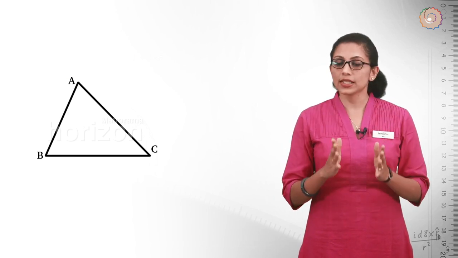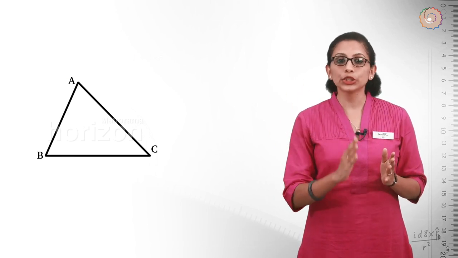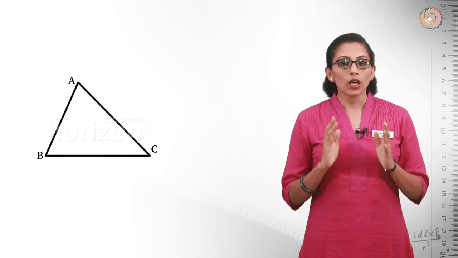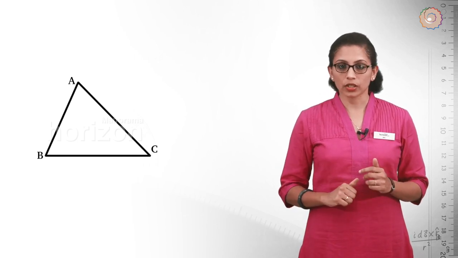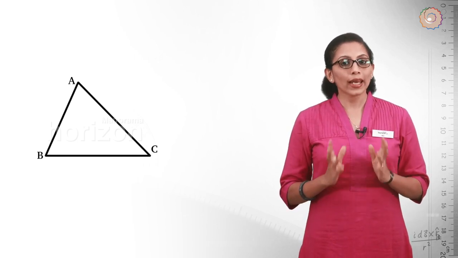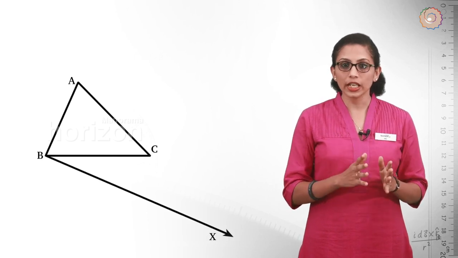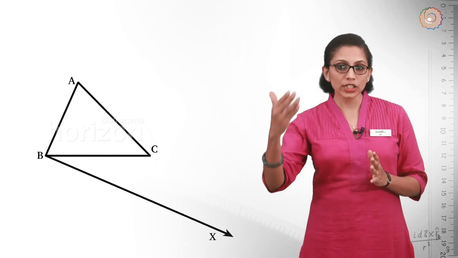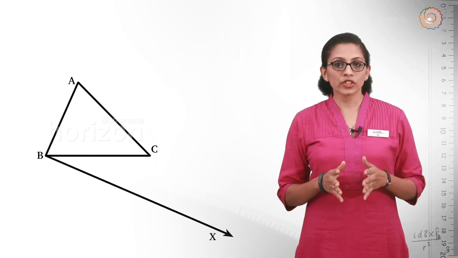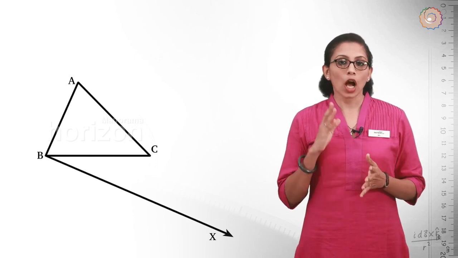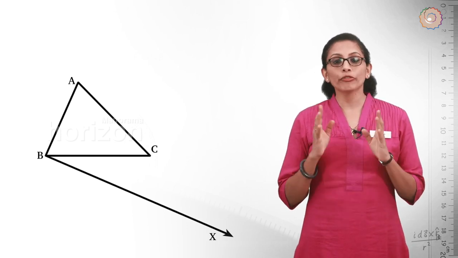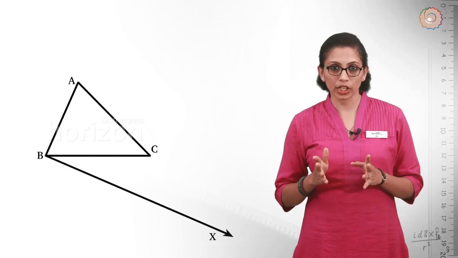Now, we need to construct a triangle similar to triangle ABC. Let's see the steps of construction. First step, draw any ray BX making an acute angle with BC on the side opposite to the vertex A. Next step, mark 5 points. How do we get 5? It is the greater of 5 and 3 in the 5 by 3 ratio.